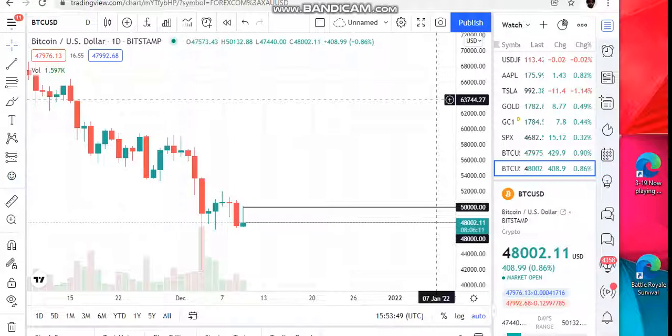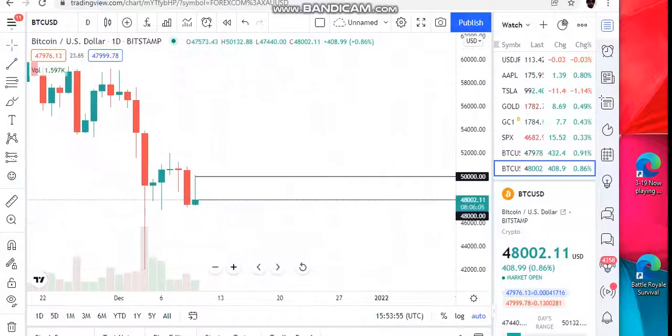This is how I made $1,101 with Bitcoin. We're going to break this down real fast. Like I said, banks like to trade at key levels.